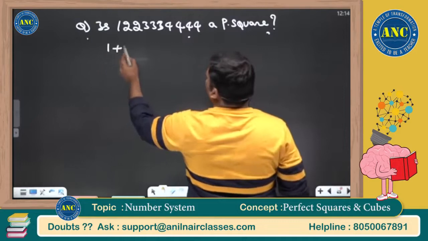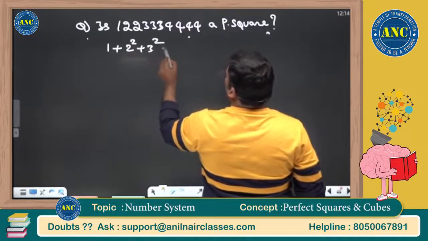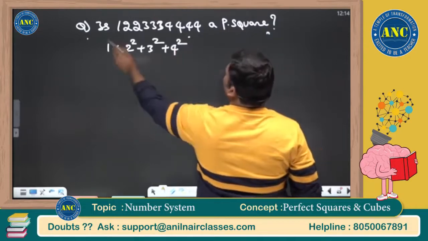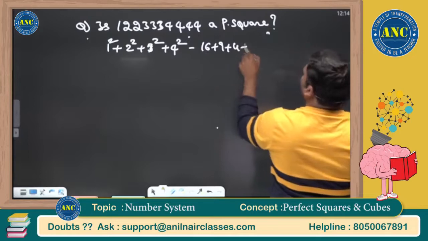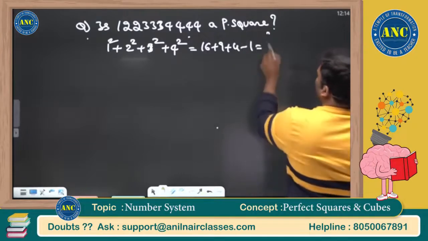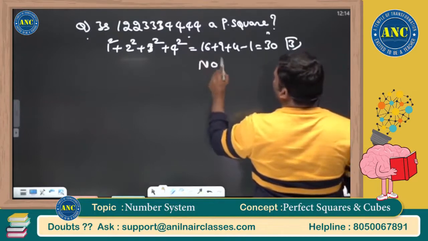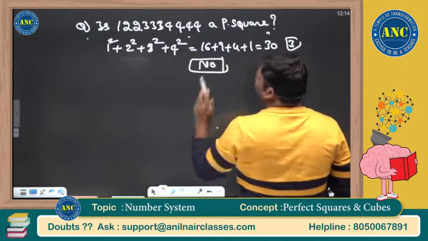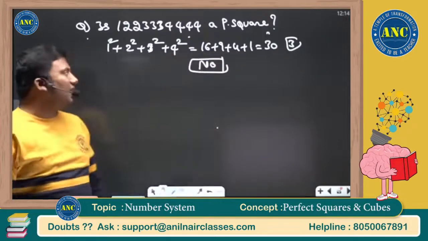This is nothing but 1 plus 2 square plus 3 square plus 4 square, which is 1 plus 4 plus 9 plus 16. This is 30. Again the digital sum is 3. Is it a perfect square? It is not a perfect square. I hope the idea is clear.